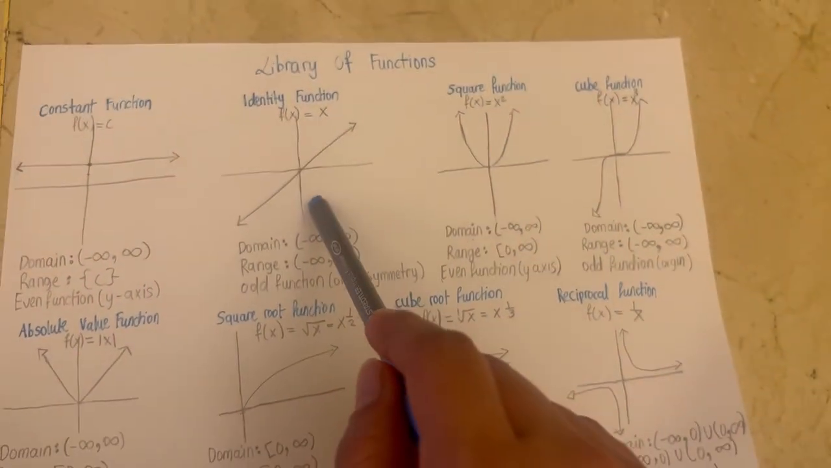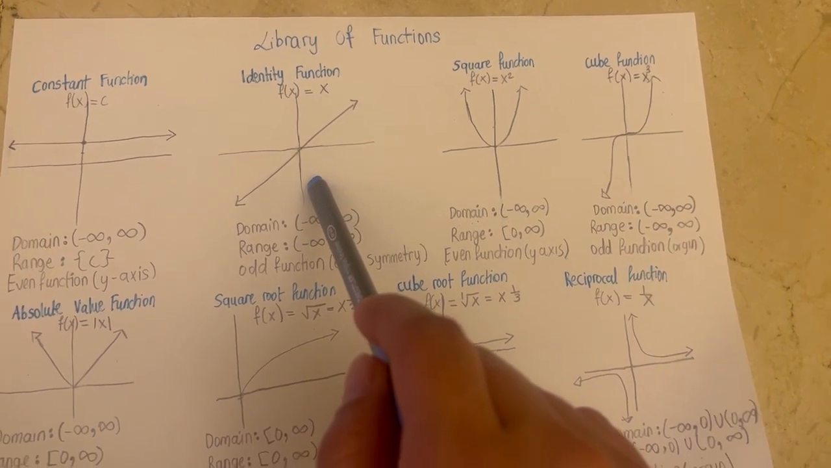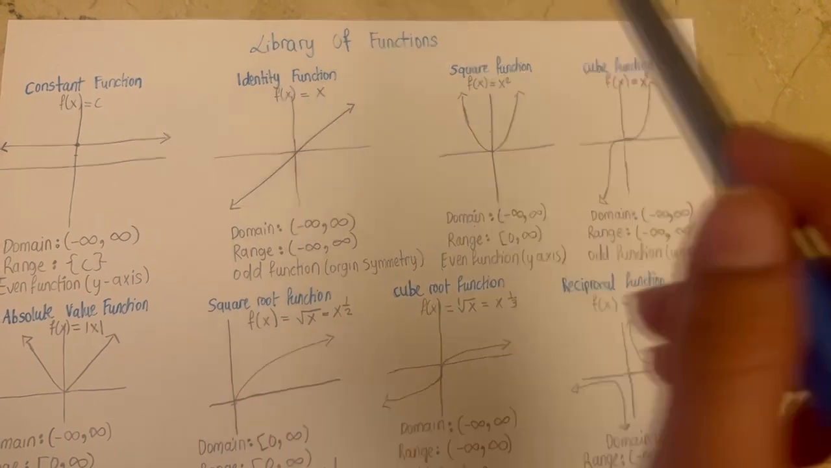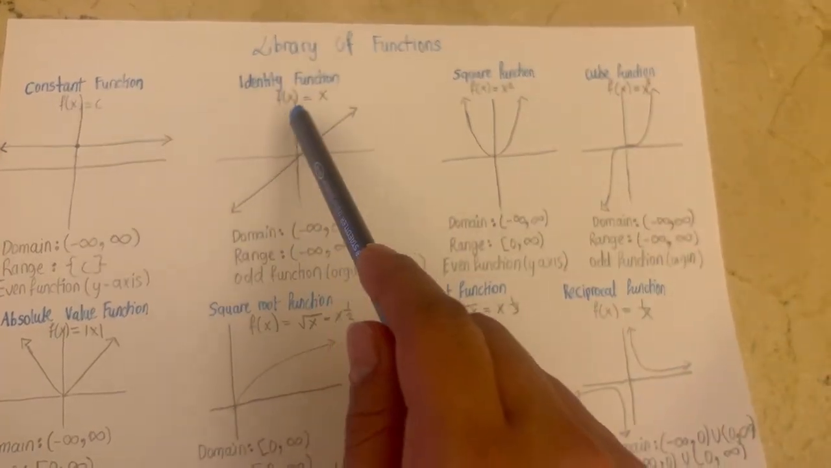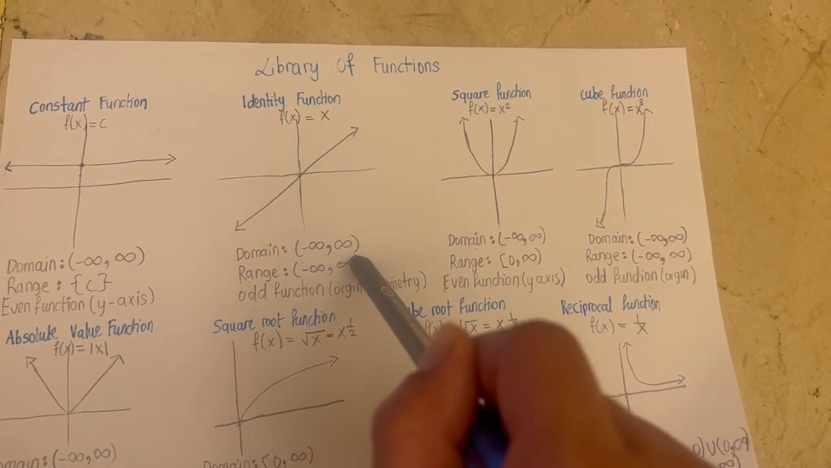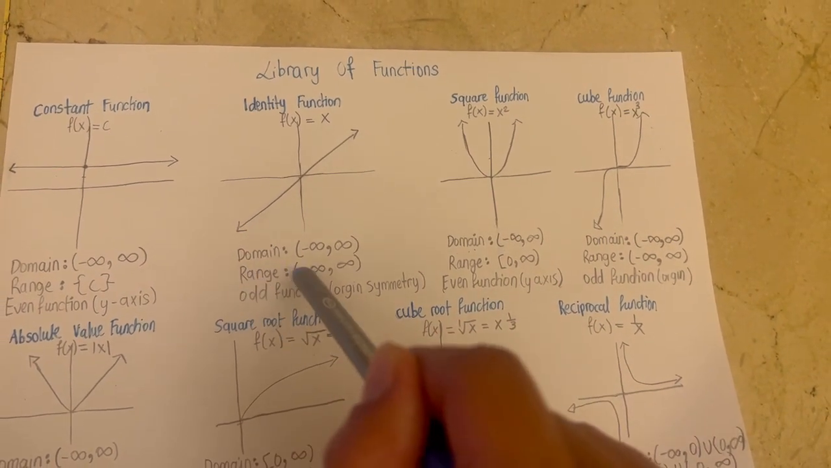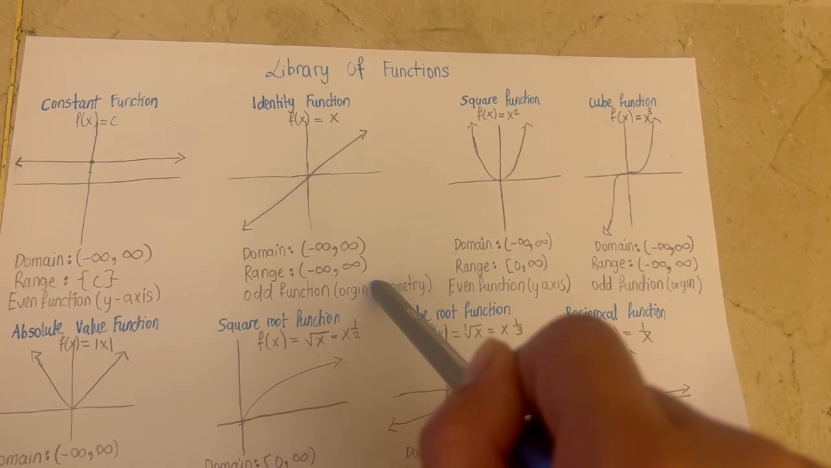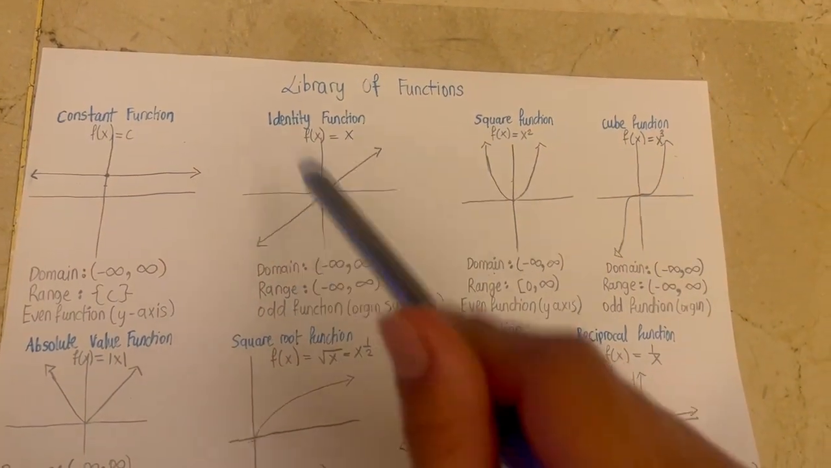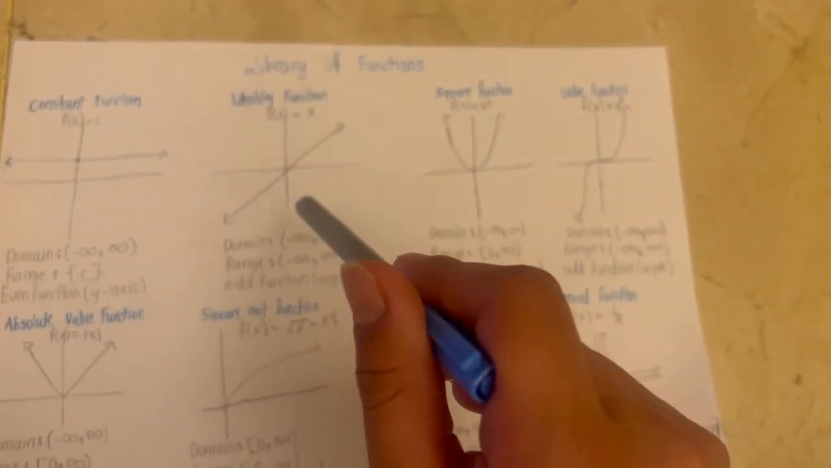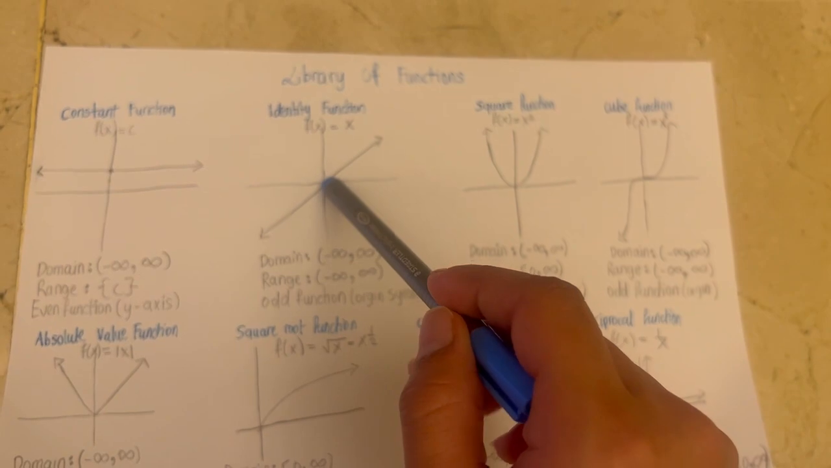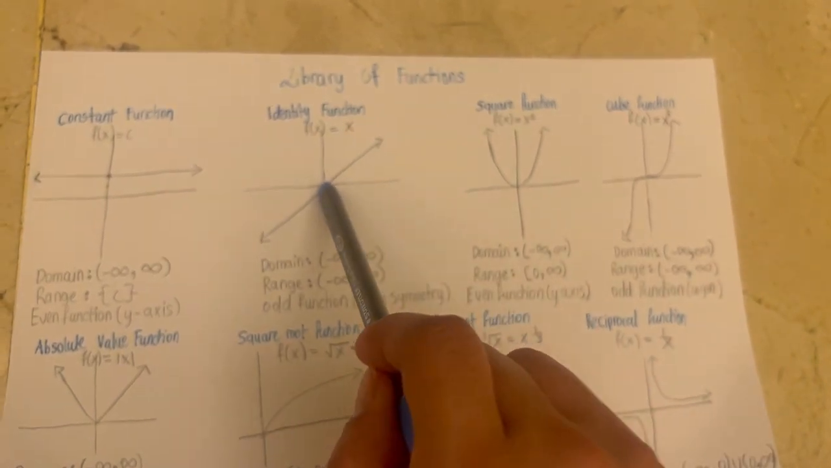The second type of function we have here is the identity function. This type of function is also known as the linear function. F of x equals x with a domain of negative infinity to positive infinity and a range of negative infinity to positive infinity, or a set of all real numbers. This function here is an odd function because it is symmetric to the origin, as you can see.